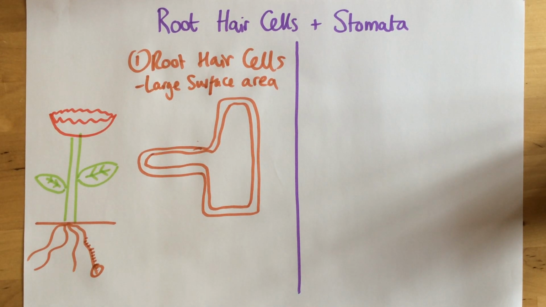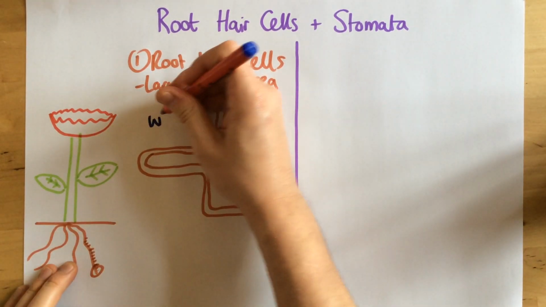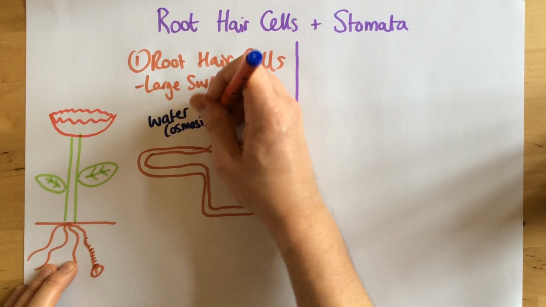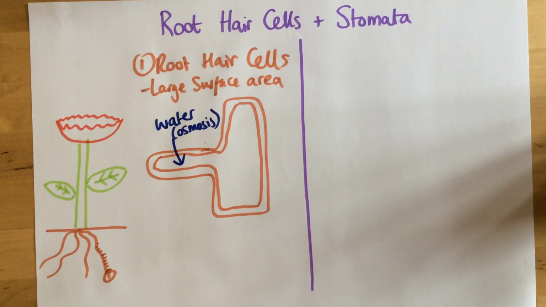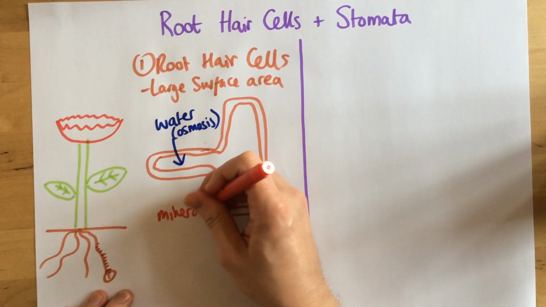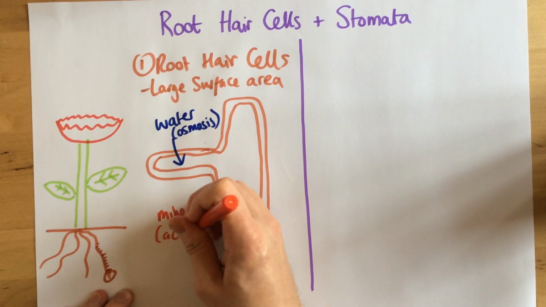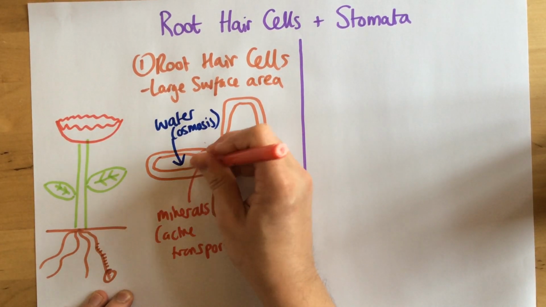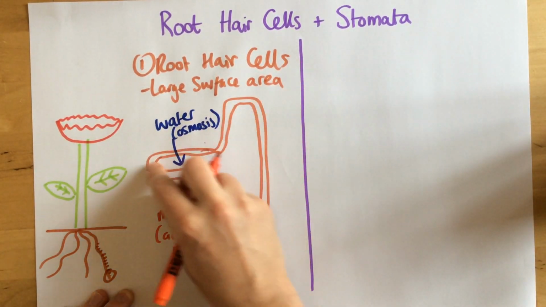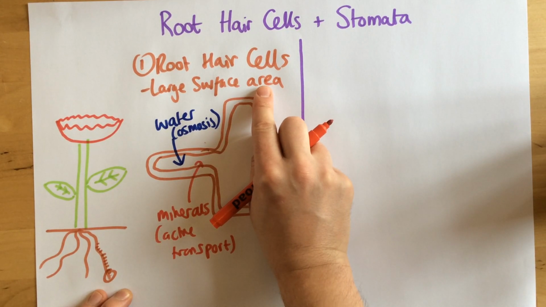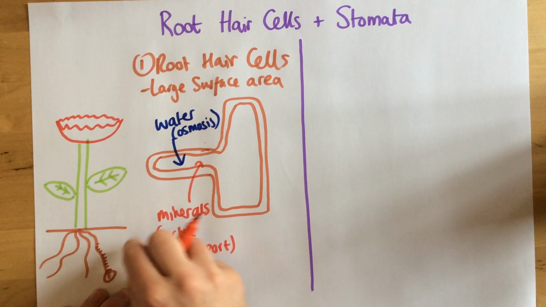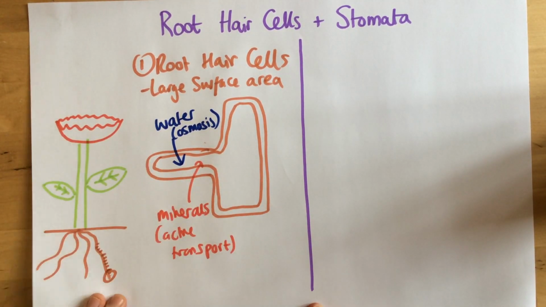Now there's two main things that the plant needs to absorb. First of all, water by the process of osmosis, and secondly, minerals via the process of active transport. So due to the shape of the root hair cell, it allows maximum surface area, which means a maximum rate of absorption of these useful things that are needed for the plant.